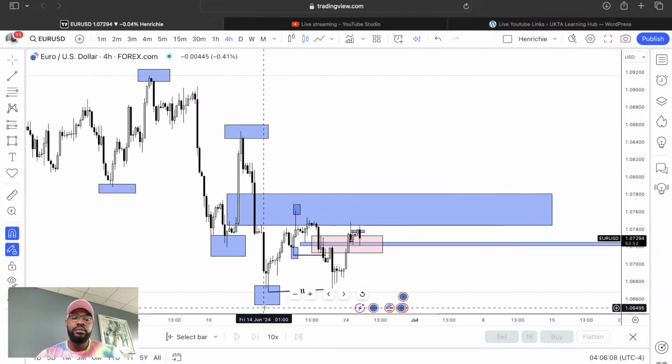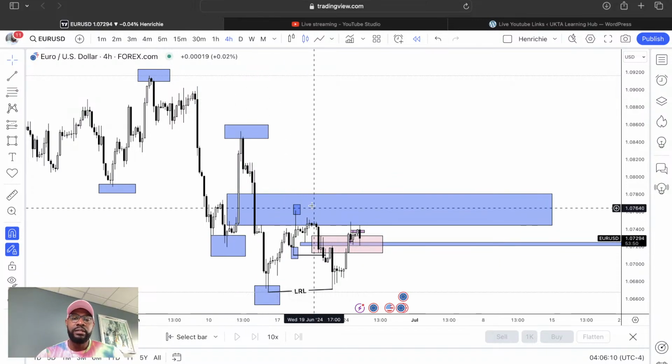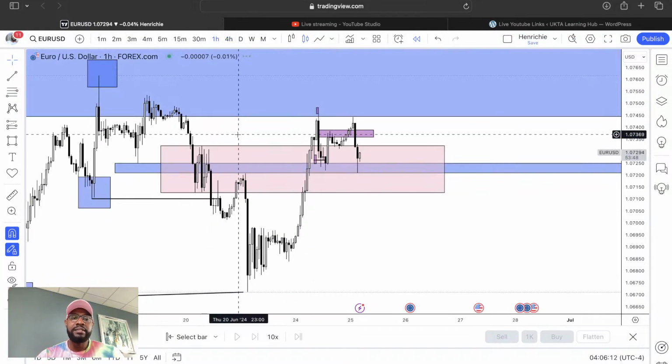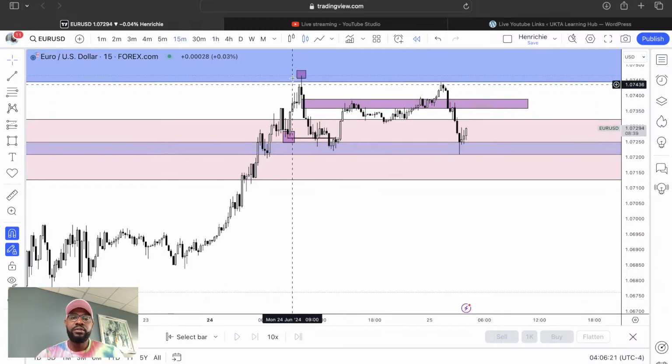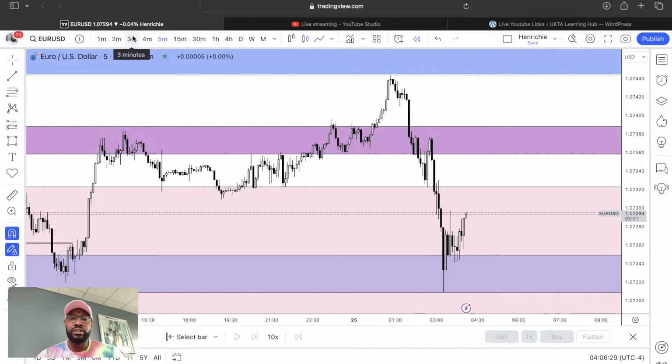A high, a low, breaking structure, came back up, retest, mitigated that position, low, high, break of structure, came back up, this position, 15 minutes time frame, low, high, break of structure, came back up, displaced to the downside. What I would want to see here would be a potential 5 minutes or 3 minute shift in market structure.